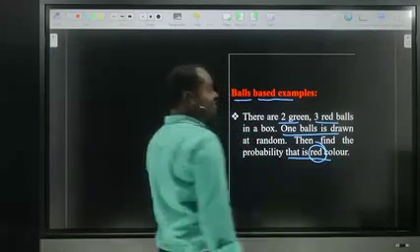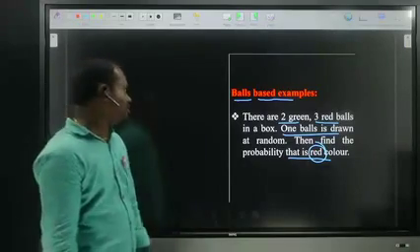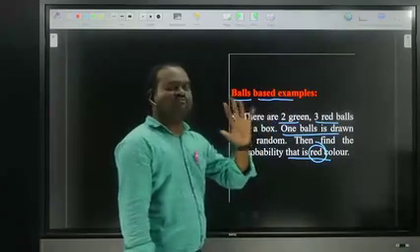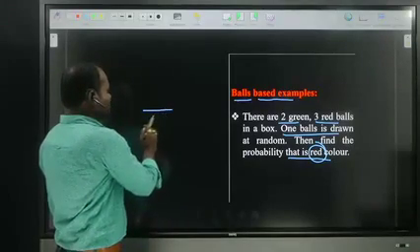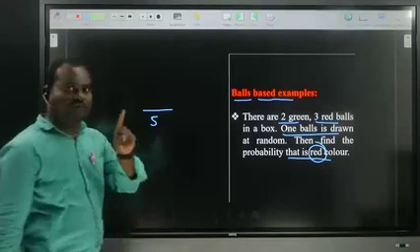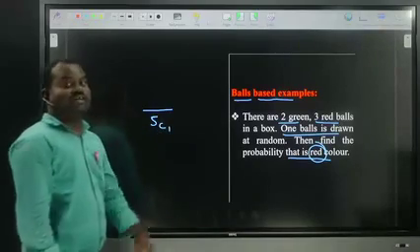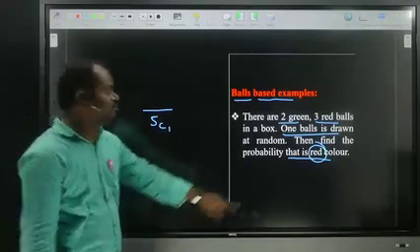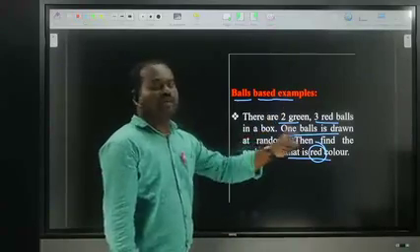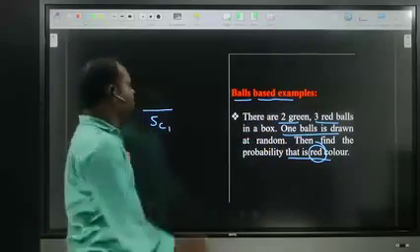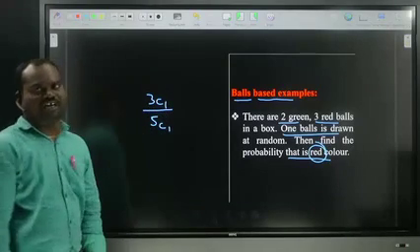Now see that. In total how many balls are there? 2 plus 3, 5 balls. So the denominator is: from 5 balls he draws 1 ball, nothing but 5C1. That 1 ball he wants which color? Red. How many reds are there? 3 reds. From that you should pick 1, nothing but 3C1. So the answer is 3C1 by 5C1.